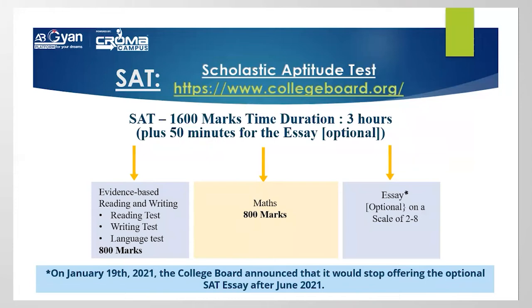So here, SAT means Scholastic Aptitude Test. It is of a total of 1600 marks and the time duration is 3 hours. Previously for SAT, there were 3 major sections: first, evidence-based reading and writing; second, math; and third, the essay, which was optional. But from January 2021, it was stopped by the College Board, which is the organization conducting the SAT exam. So now there are only two major sections: evidence-based reading and writing, and math. Both are of 800 marks.